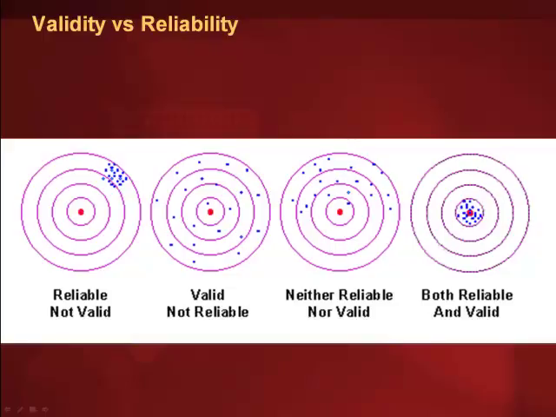This measure is reliable, but it's not valid. That is, it's consistent, but it's wrong. The second shows hits that are randomly spread across the target. You seldom hit the center of the target. On average, you are getting the right answer for the group.